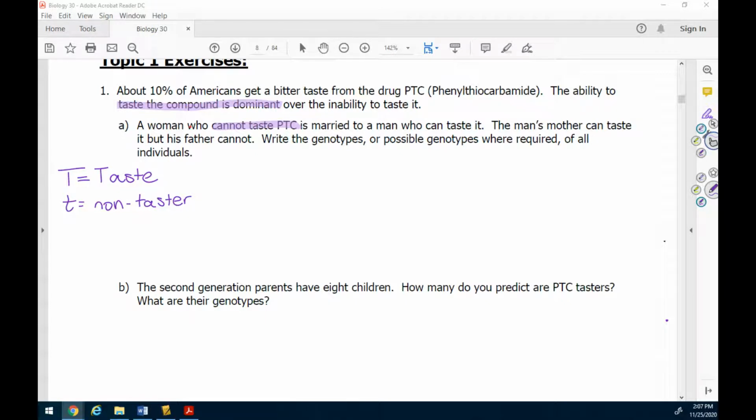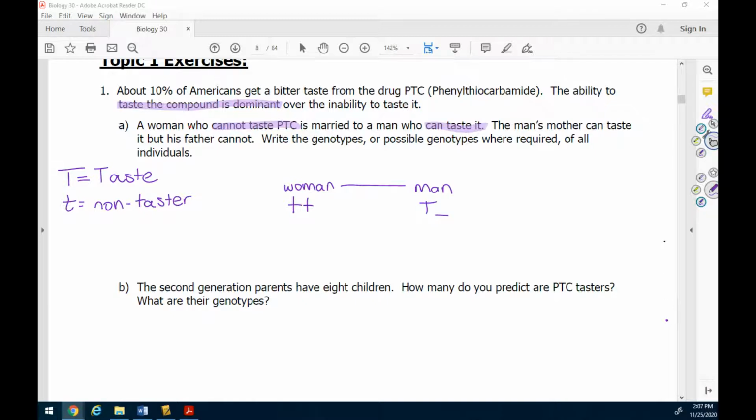The woman cannot taste PTC. So we know that she is going to have 2 little t's in her genotype. This is the woman. The man can taste it. So we know he has 1 big T in his genotype, and we're not sure of the other allele yet, so don't fill it in yet.